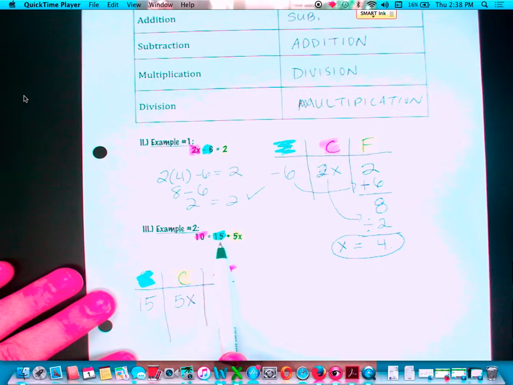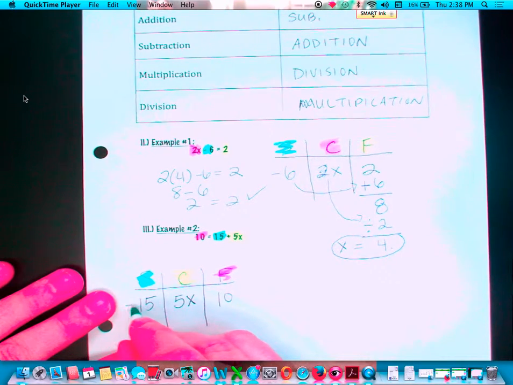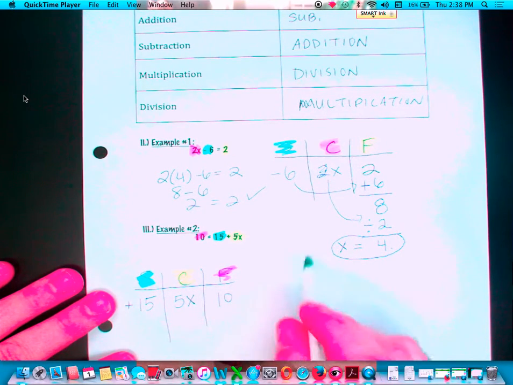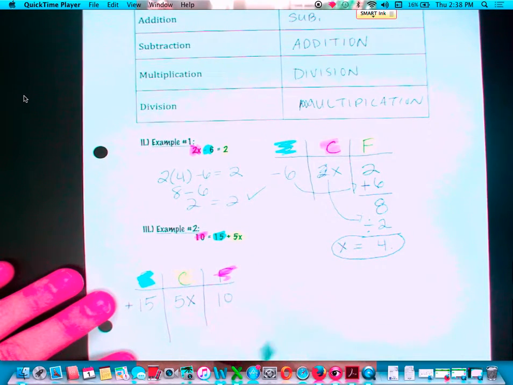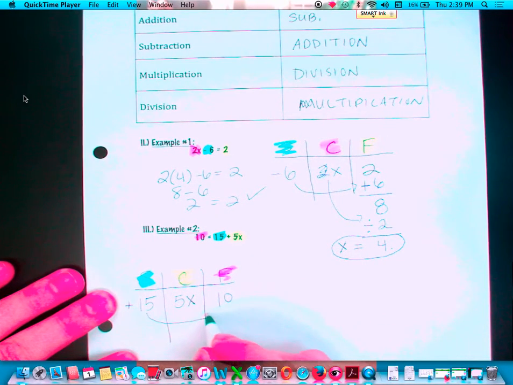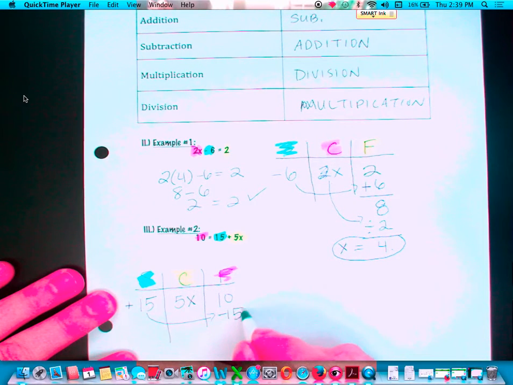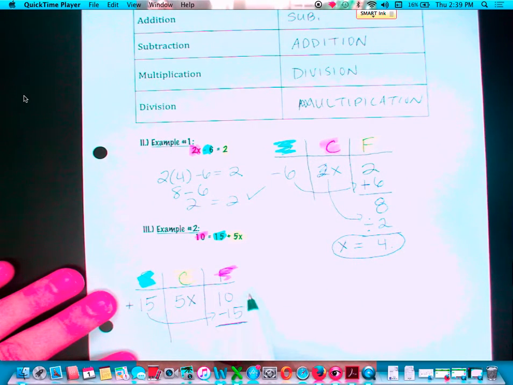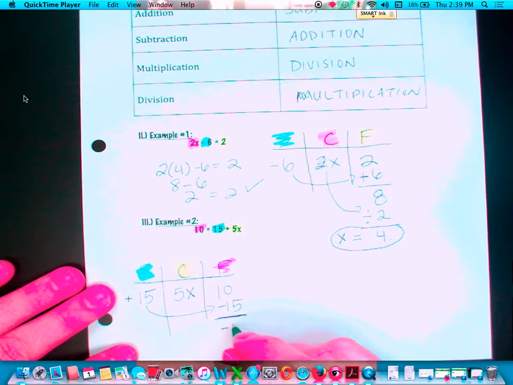Look at the 15 in your problem here, the blue 15. What type of 15 is that? Is it a negative? Is it a positive? It's a positive 15. So I know that I need to do the opposite of plus, bring it over, which is going to be subtraction. So here's my inverse right here. 10 minus 15 is going to give me negative 5.